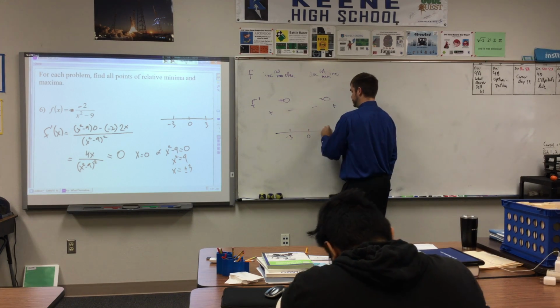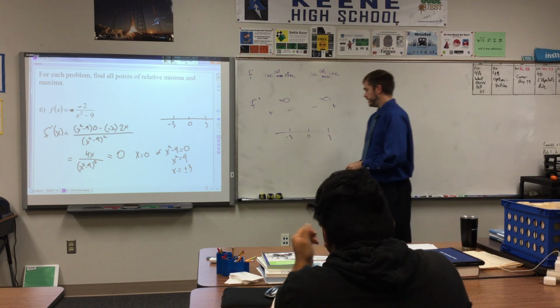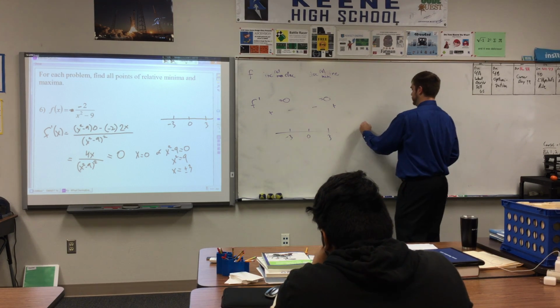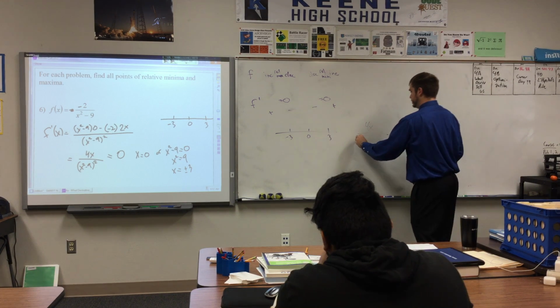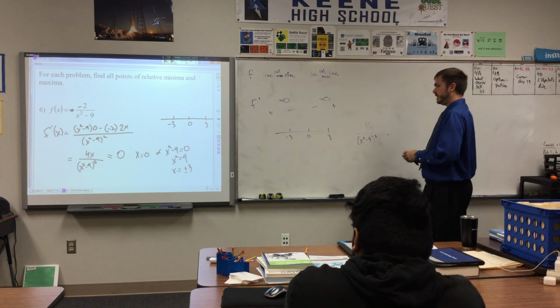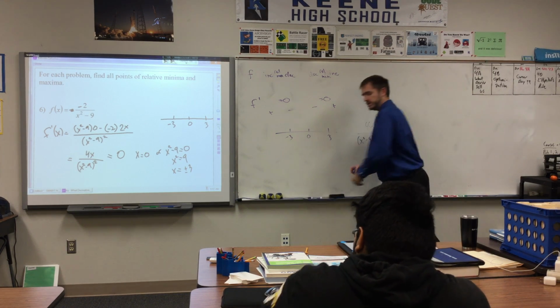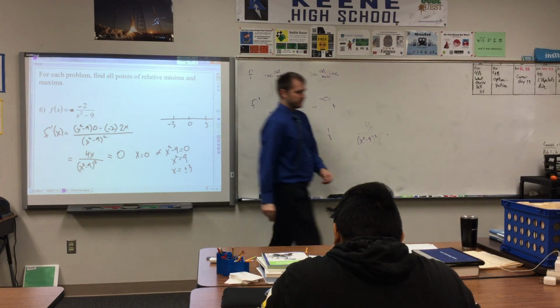Negative 3, 0, and positive 3. And at this point, frankly, I'm just going to say, let's go ahead and use a graphing tool to help us out here, namely Desmos. So 4x over x squared minus 9 squared. And then that will help us figure out what's going on in those regions.